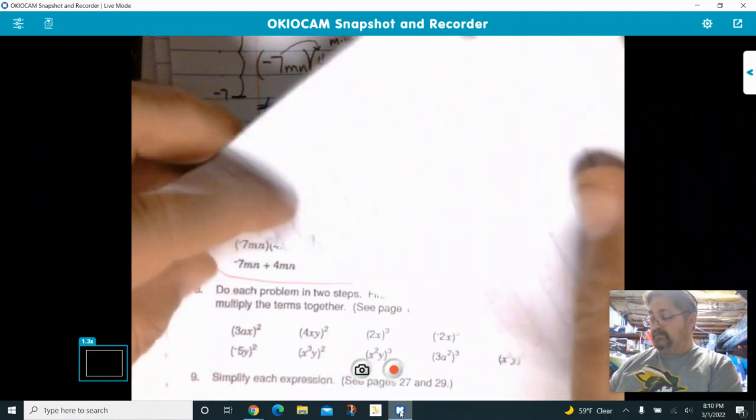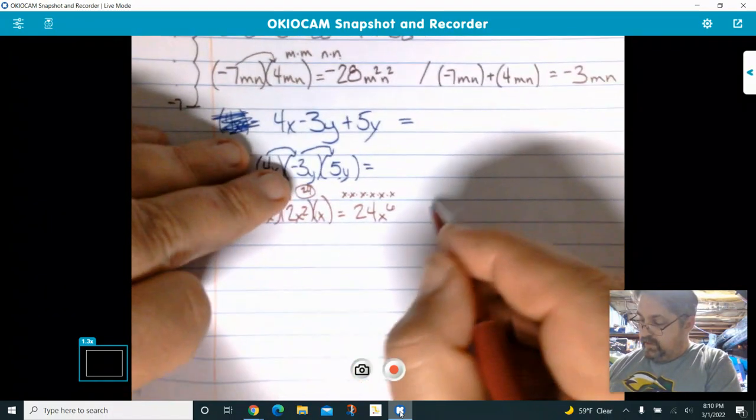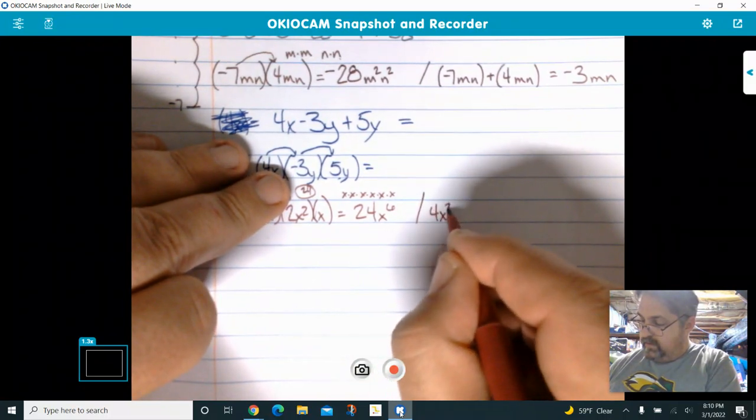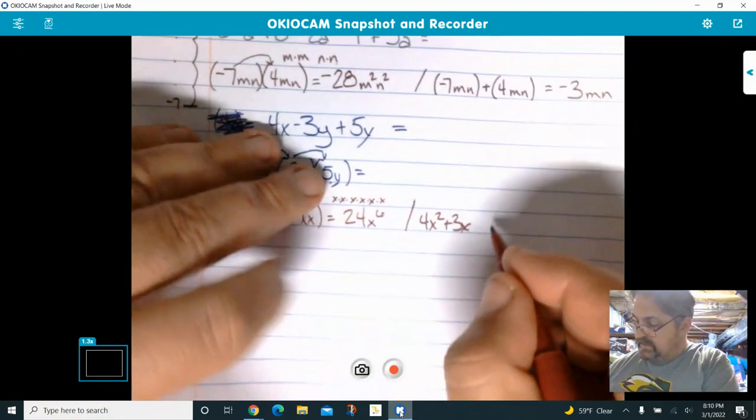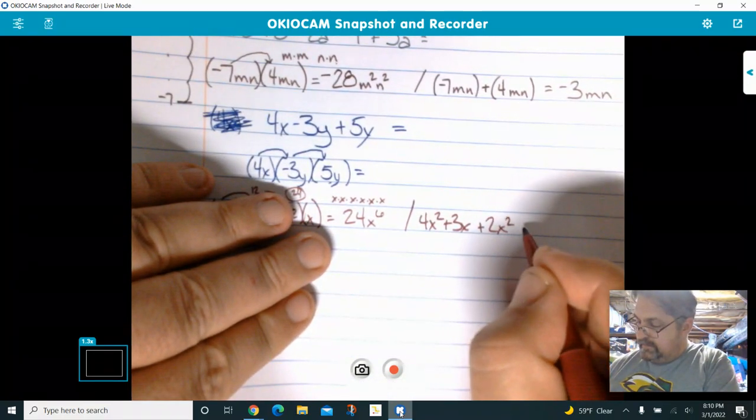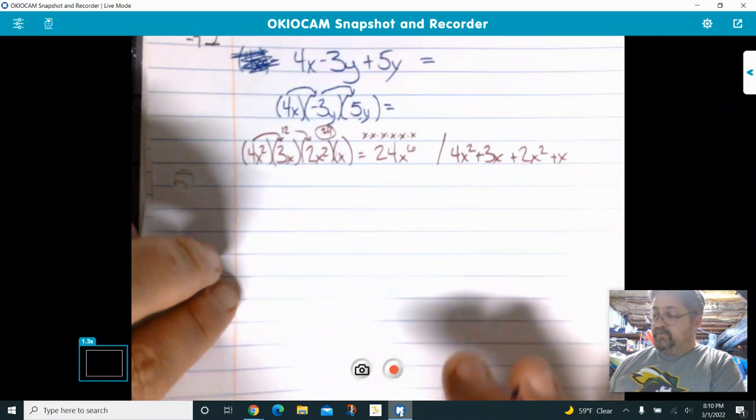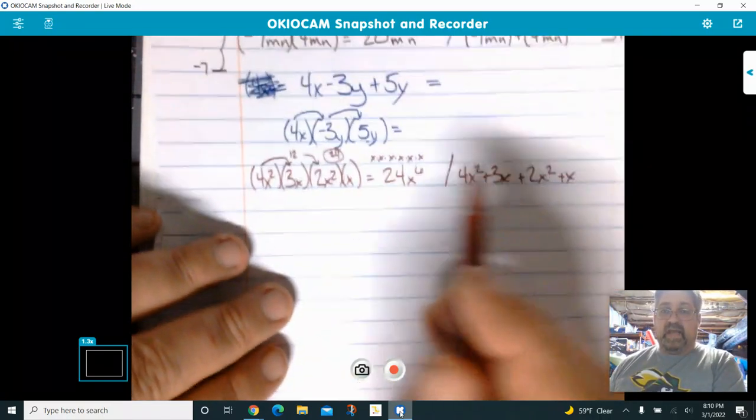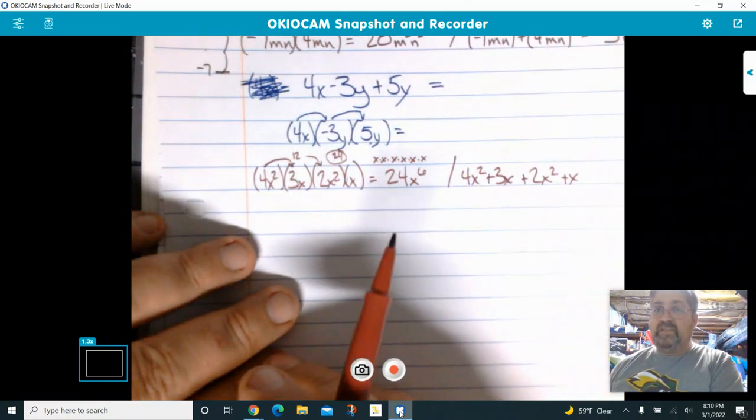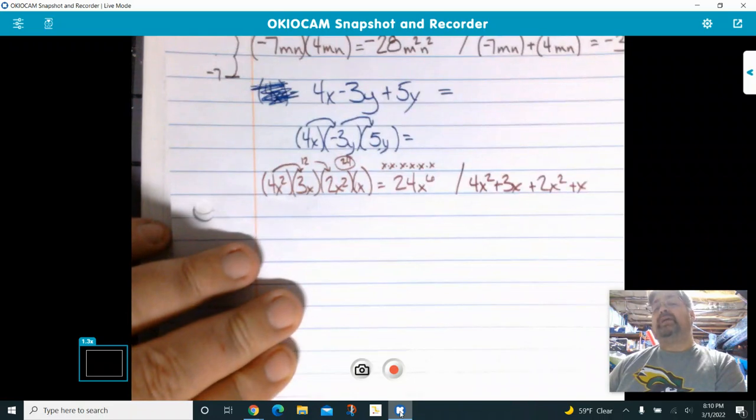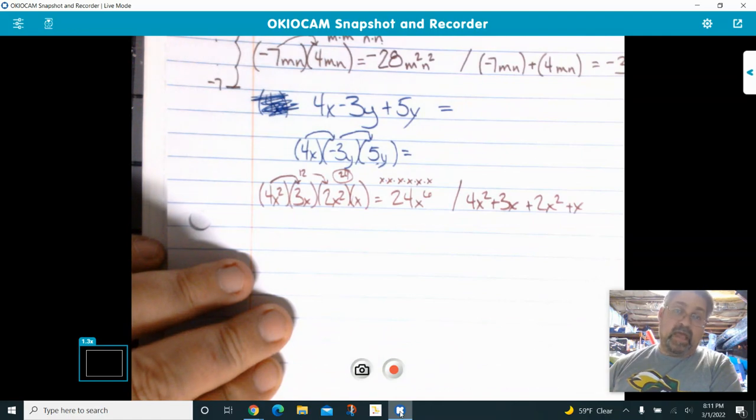Okay, now the other part to that: 4x squared plus 3x plus 2x squared plus x. All right. Now, again, if you have room to write side by side, you may write side by side. If you'd rather do like I did here and put the numbers below each other, that's fine too. Personal preference. Whatever's going to be neater for you to read and understand, whatever's going to be easier for you to follow, do it that way.